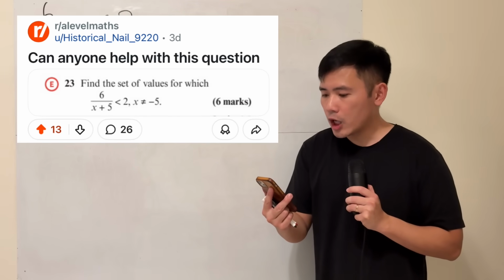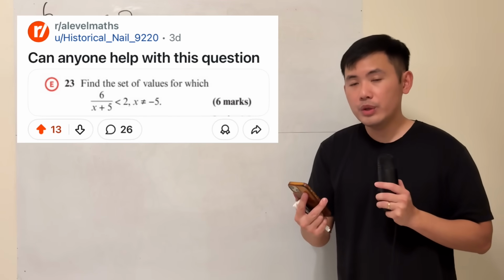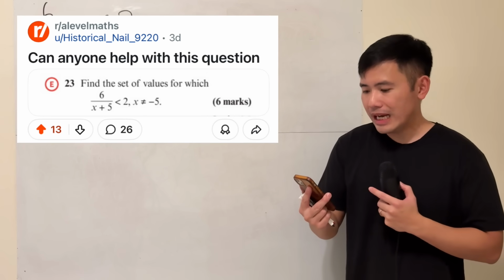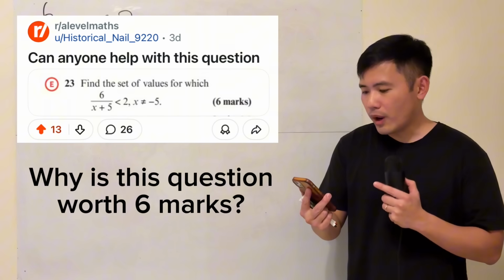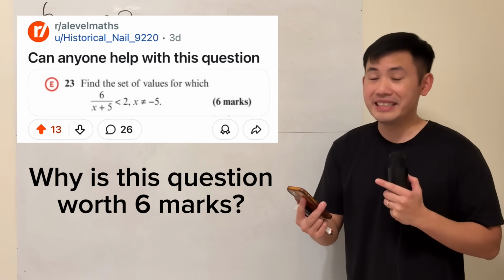Can anyone help with this question? So here we have an A-level math question with a rational inequality, and some comments are also asking, why is this question worth 6 marks?